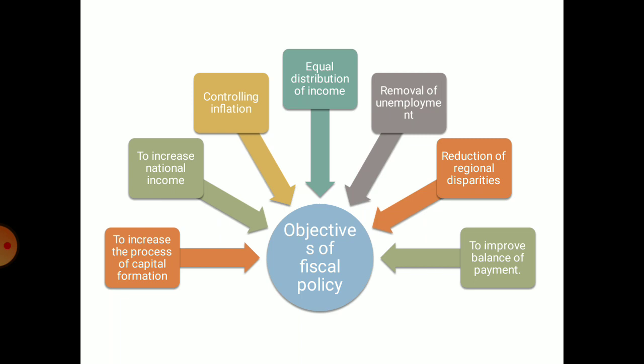In today's lecture, we will discuss the objectives of fiscal policy. As shown in this chart, there are 7 objectives of fiscal policy, which are: first, to increase the process of capital formation. Second objective is to increase national income. Third, to control inflation. Fourth, equal distribution of income. Fifth, removal of unemployment. Next, reducing regional disparities. And the last one, to improve balance of payment. Now let us discuss these objectives in detail.